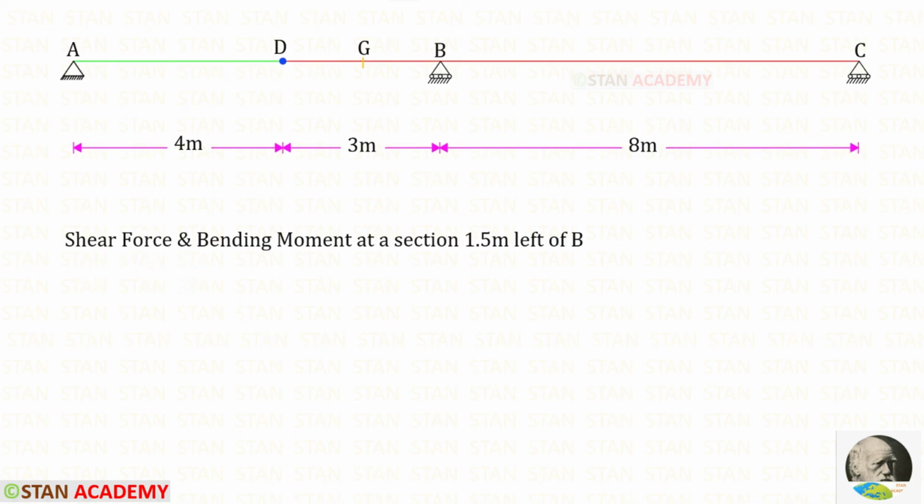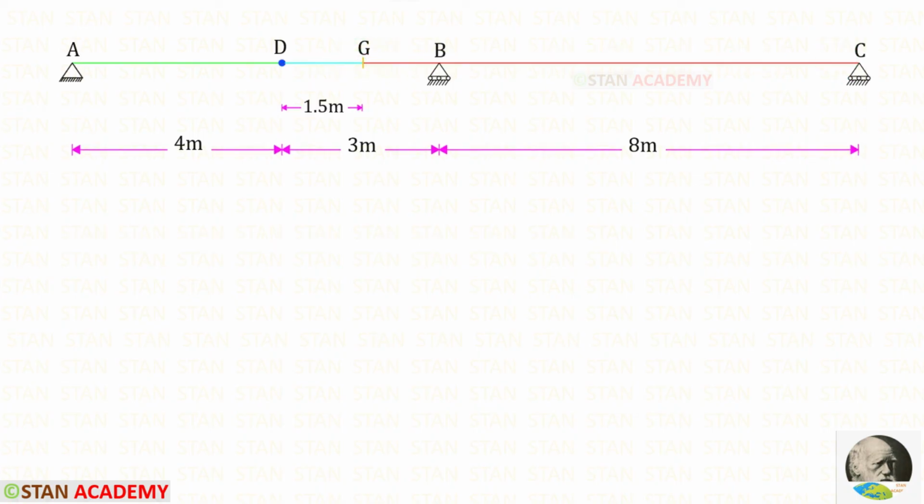Now we are going to draw the ILD for the shear force and bending moment at a section 1.5 meter left of B. Let us keep this point as G. Now we have to split the segment DBC into two parts, DG and GBC. You can see that for DG I have given different color. Now there are three segments AD, DG and GBC.